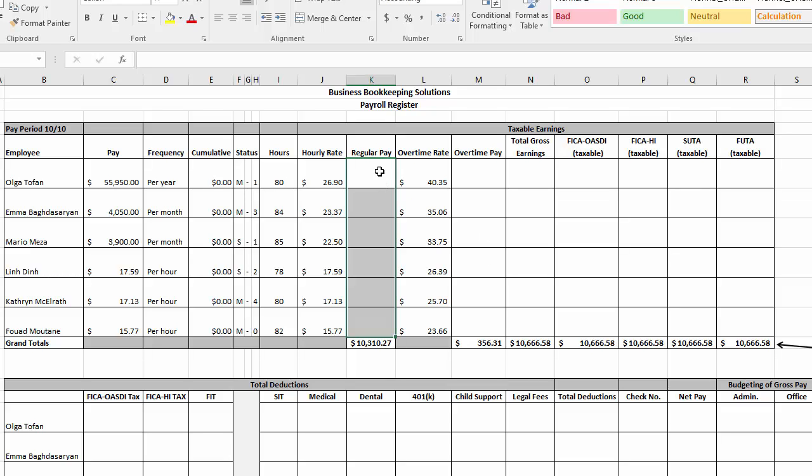Now we're going to calculate regular pay. Regular pay means during the first 40 hours of each week, in other words, before overtime. Okay, so now this is where students kind of get a little bit confused.